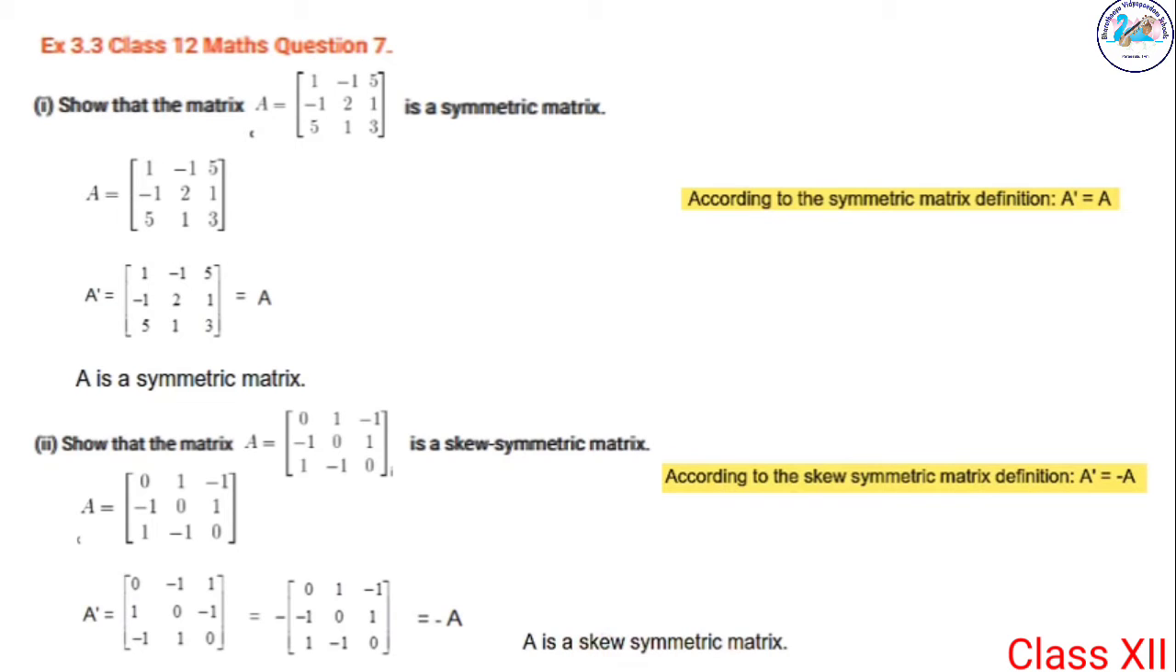So very simple question. In the first question we have to prove that it is a symmetric matrix. We proved that A transpose is equal to A condition, so it is a symmetric matrix. And the second question we have to go for a skew symmetric condition, that is A transpose is equal to minus A. That also we have proved here. So that is the conclusion of the first and the second question. Move on to the next question.